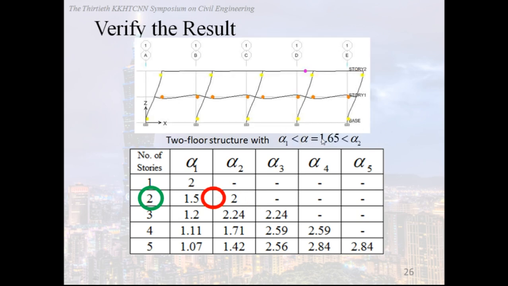If we take alpha equal to 1.65, that is between alpha 1 and alpha 2. So alpha is larger than alpha 1, the first floor is beam mechanism, and also alpha is smaller than alpha 2, so the second floor is the story mechanism here. The ETABS result is consistent with this table.